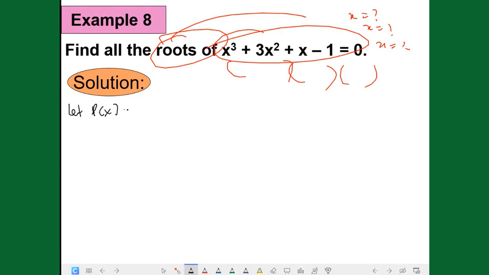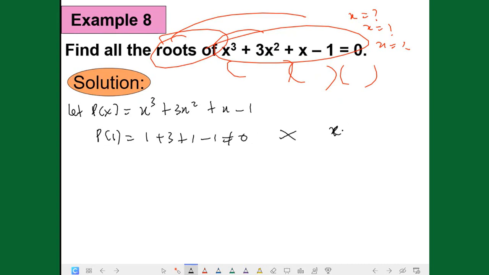Let P of x is equal to x cube plus 3x squared plus x minus 1. Assume this is polynomial. So sekarang you kena inspect lah, by inspection or trial and error. Masukkan P of 1: 1 plus 3 plus 1 minus 1. Ini tak sama dengan 0. So bukan. X minus 1, not a root.